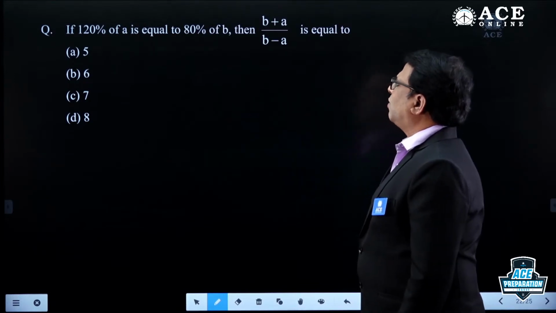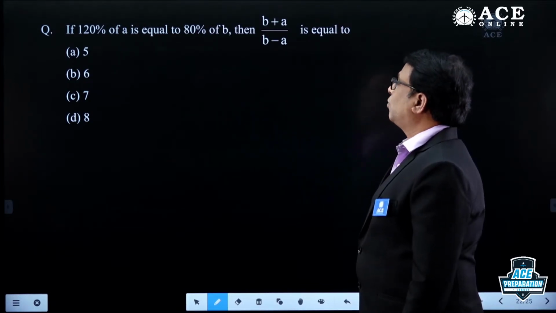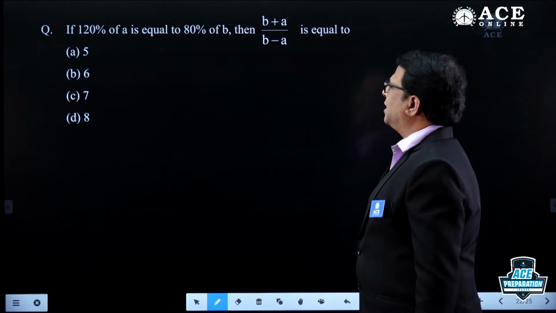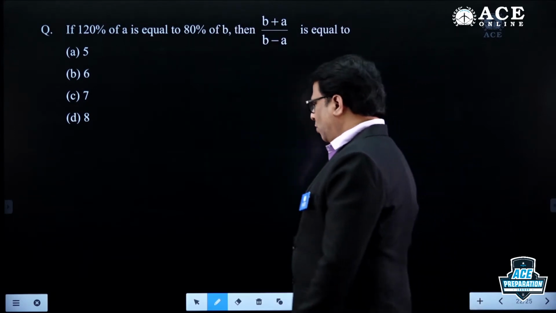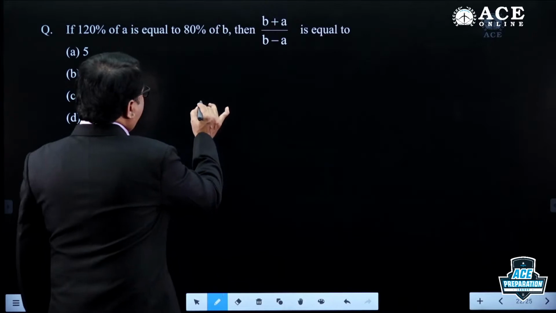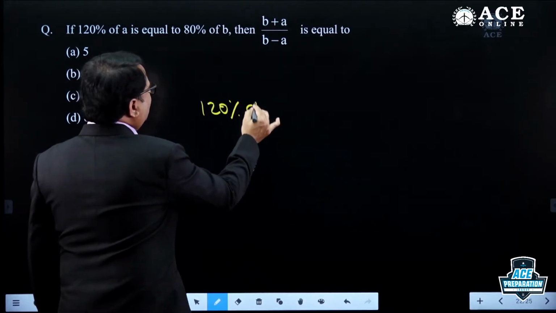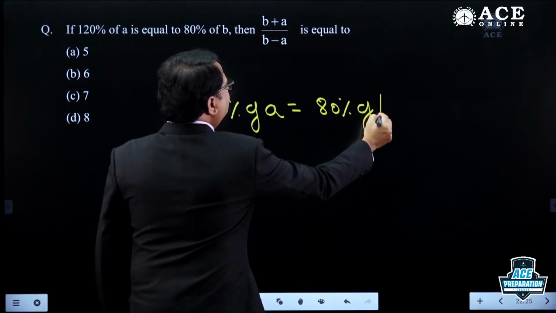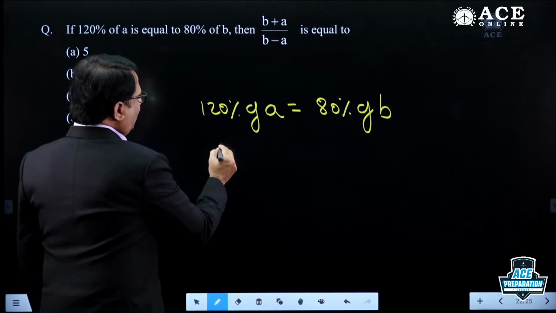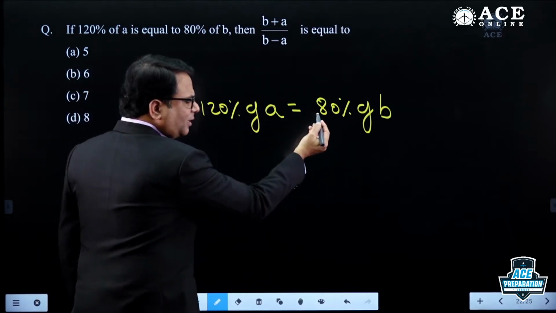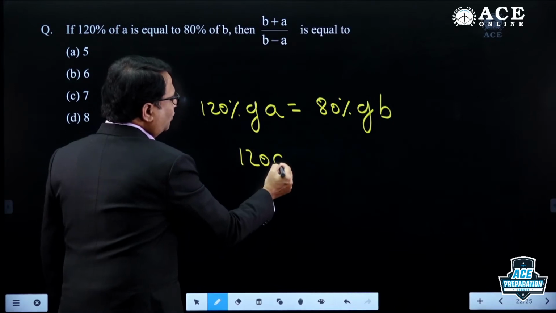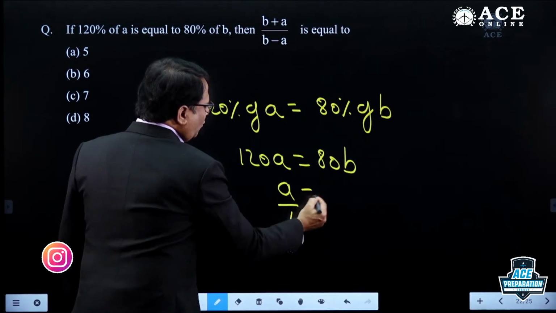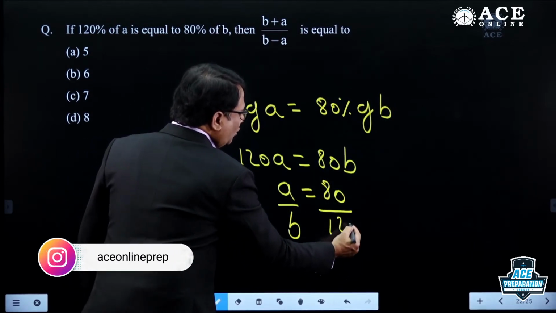If 120% of A is equal to 80% of B, then (B plus A) by (B minus A) is equal to... Okay. Now, 120% of A is equal to 80% of B. 80% of B. Okay, then the percentage on the left side and the percentage on the right side will get cancelled. So I can write 120A equal to 80B, then A by B equal to 80 by 120.